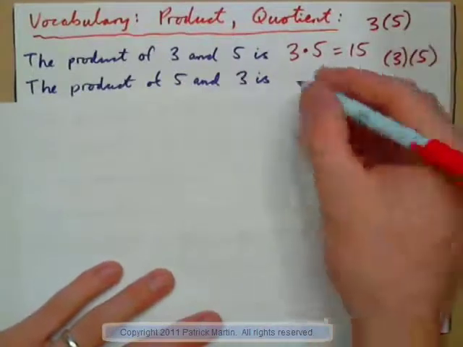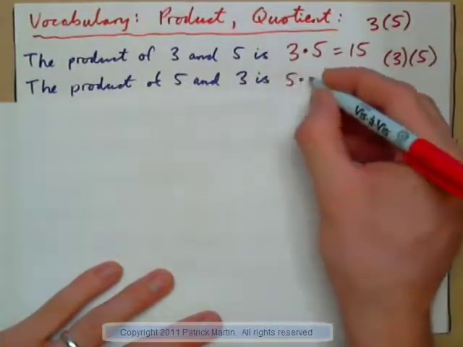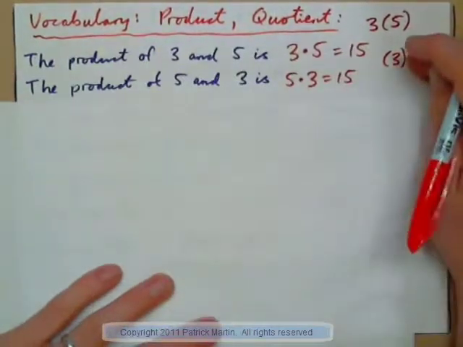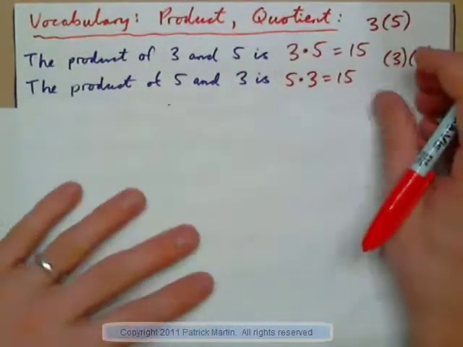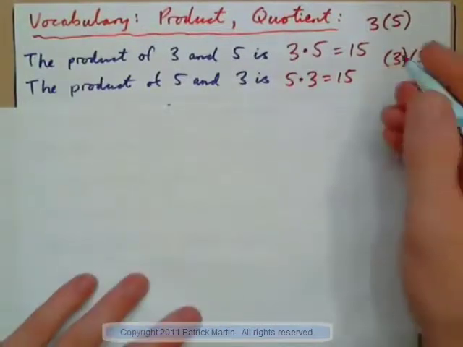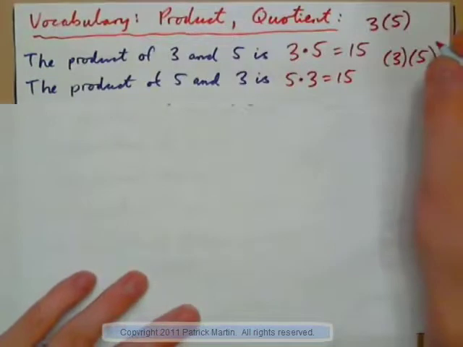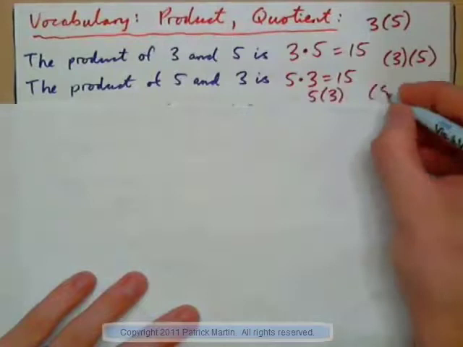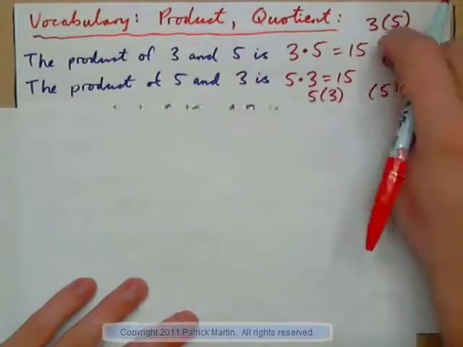The product of 5 and 3 is 5 multiplied by 3, 15, and again, write it 2 different ways. At any time, press pause in the bottom left corner to get the next step. So 5 times 3, or you could have 5 times 3 like that.